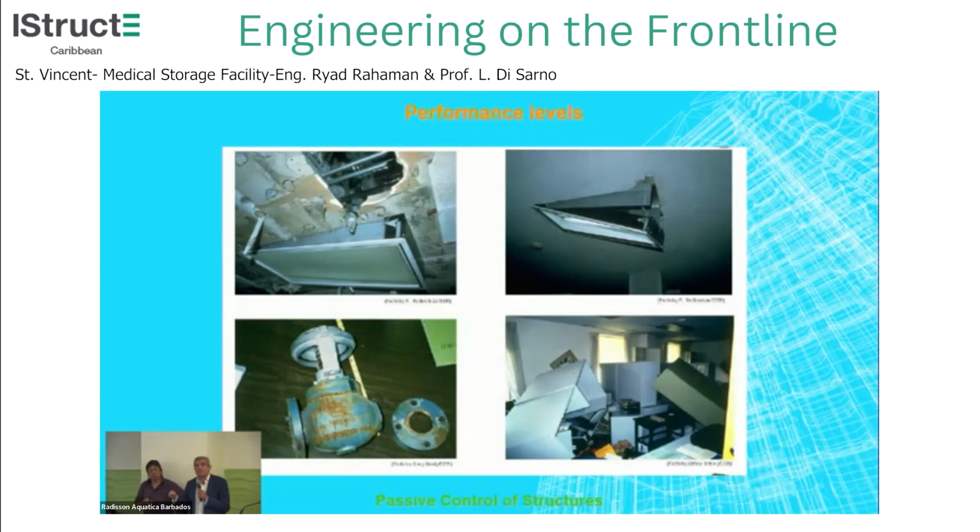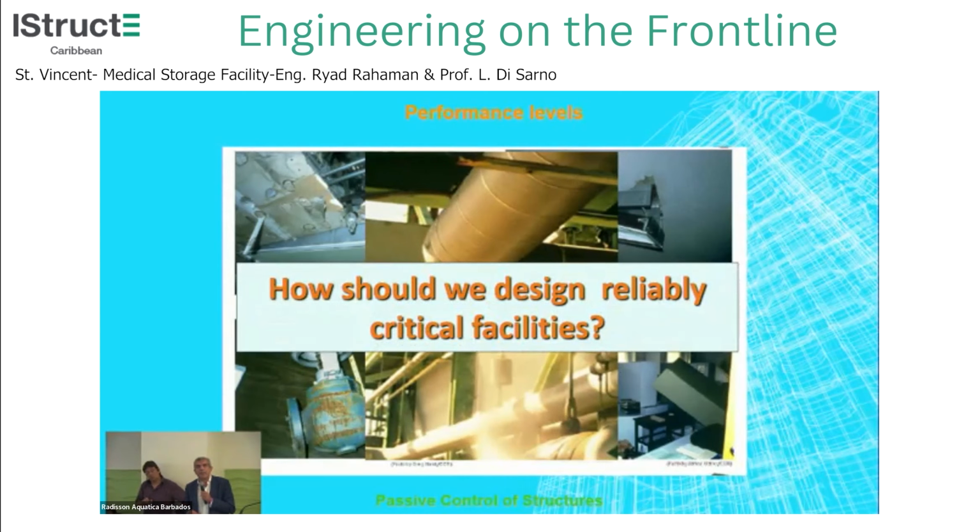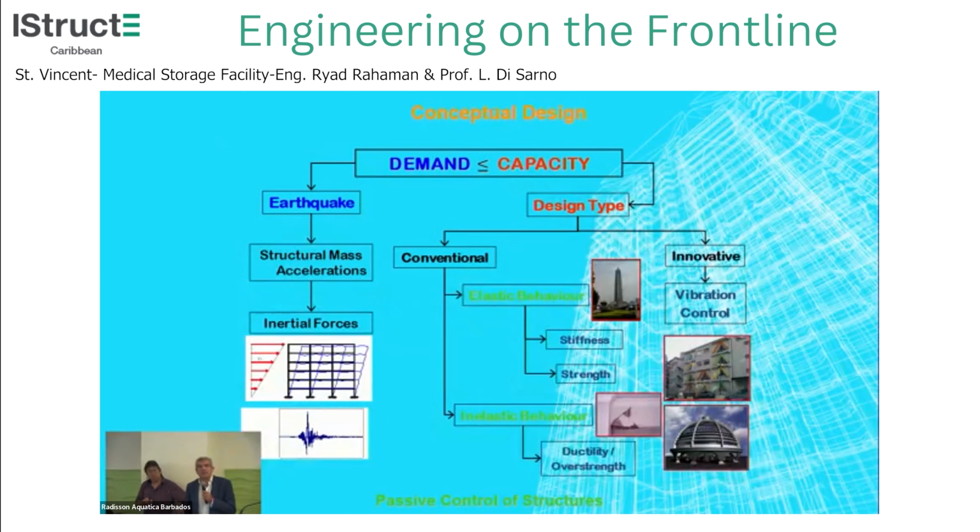So all this performance level cannot be achieved with ordinary design. That is why, please move to the next one, these are also part of the leakage that took place in a number of these, of the piping that was present. Next. How should we then design the critical facility? Next one. There are 2 options, and these are the typical ways of designing structures.